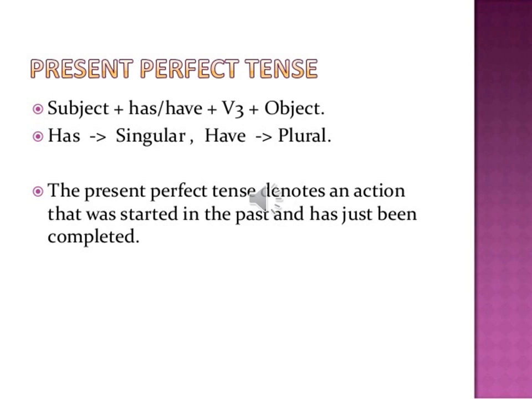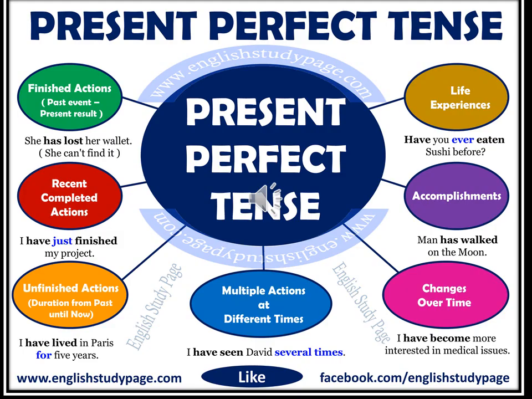Present perfect tense. The present perfect tense denotes an action that started in the past and has just finished. The rule or the structure of present perfect tense is subject plus has or have plus third form of the verb plus object. With singular subjects, we use has, and with plural subjects, we use have. Here in this slide, we can see the various usages of present perfect tense.